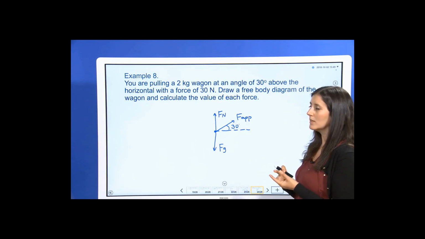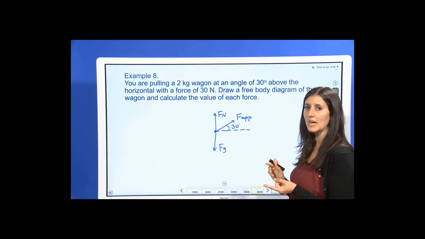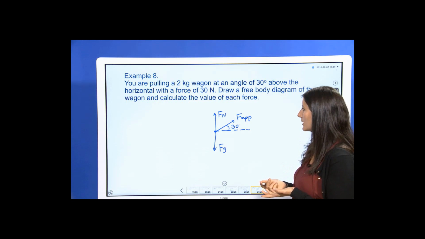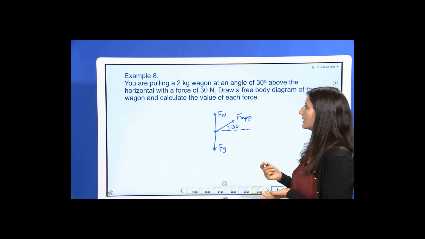Now there's no rope or string in the question, so we're not going to have a tension, and there's no mention of friction at all in this question, so we're not going to include friction. Okay, so that's it. Those are all the forces acting on my wagon. Now we're going to actually calculate everything.